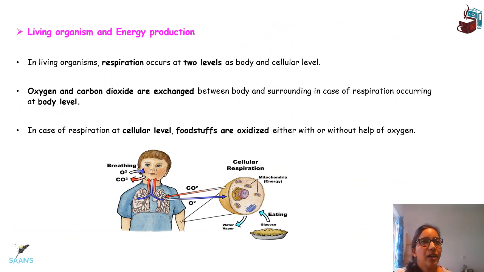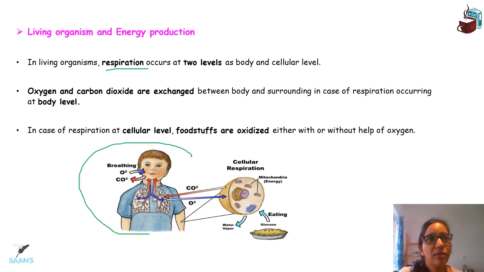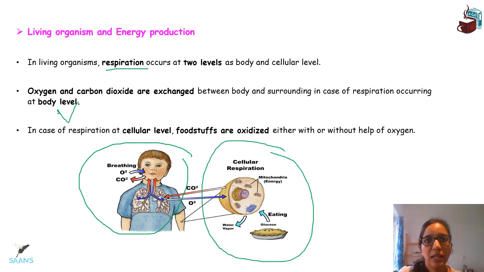Next, living organisms and energy production. See, you are getting confused, as this is not a type. They are saying that respiration takes place at 2 levels. One is the body level. Okay, this is the body level respiration, and respiration takes place at the cell level. So this is not cellular respiration. Okay, this is the respiration which takes place at 2 levels.